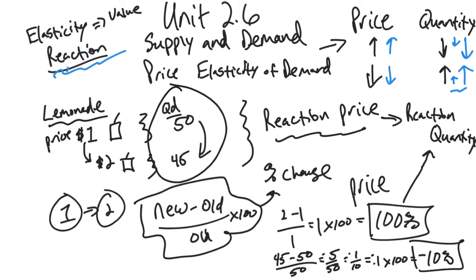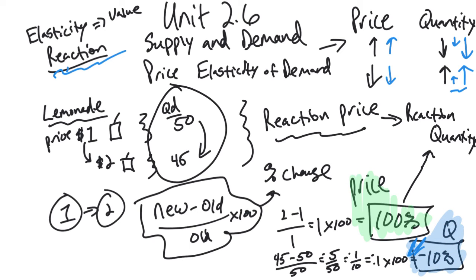So we have a negative 10% change. This is our change in price right here, and this is our change in quantity right here.